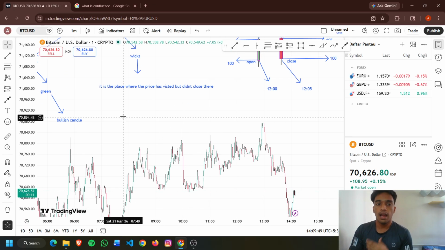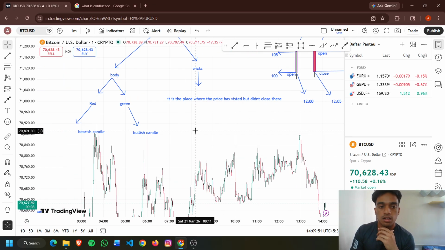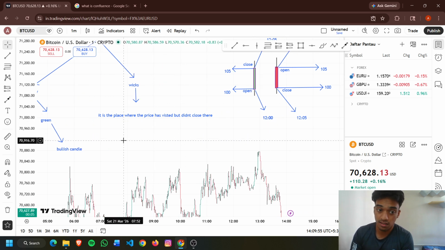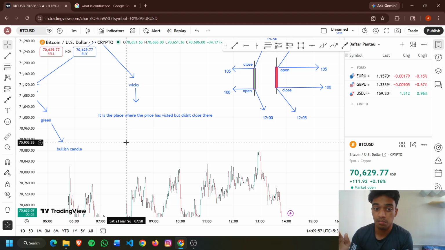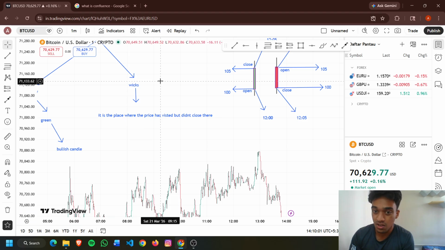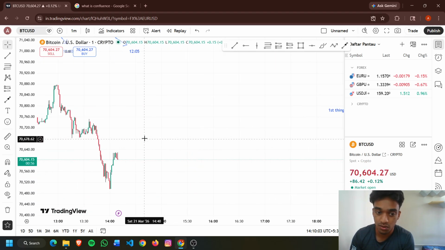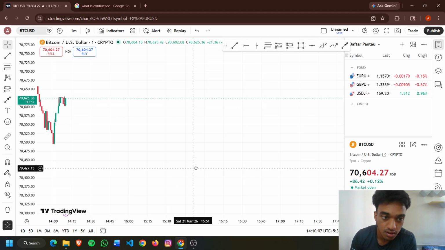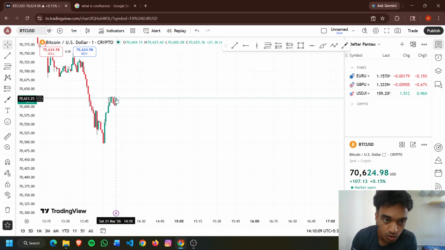You can just note this down. So what are wicks? It is the place where the price has visited but did not close there. So I can show it live to you. So wait a second. Just notice this candle. Okay, the candle just moved up till here. We have 50 more seconds.